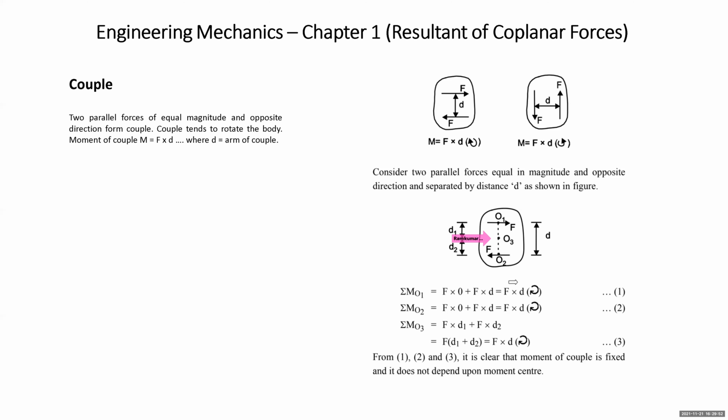So we have proved that we took the example where two forces equal and opposite were forming a couple. Then we assumed three different moment centers, and we proved that sigma M O1, sigma M O2, and sigma M O3 all gave the same value, and that is F into D clockwise, which we understand directly also. So this proves that the moment of the couple is fixed. It does not depend upon the moment center.